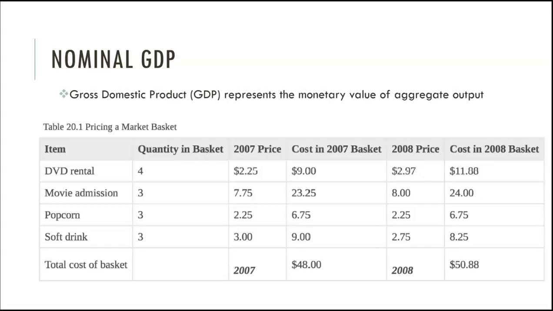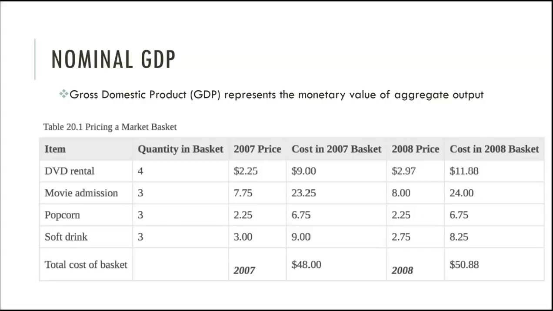So GDP, gross domestic product, represents the monetary value of aggregate output. To get this monetary value, we take the quantity times the price. In this example, we have a market basket that includes DVD rentals, movie admission, popcorn, and soft drinks. A market basket could be anything. If you're looking at one particular industry, it could just be the quantity or type of item sold in a particular year. On the next slide, we'll look at an example with only one type of good.